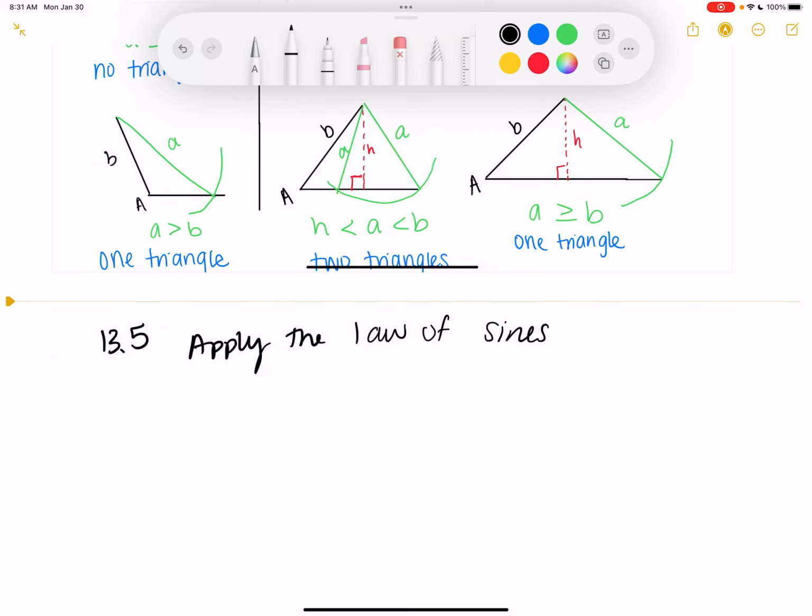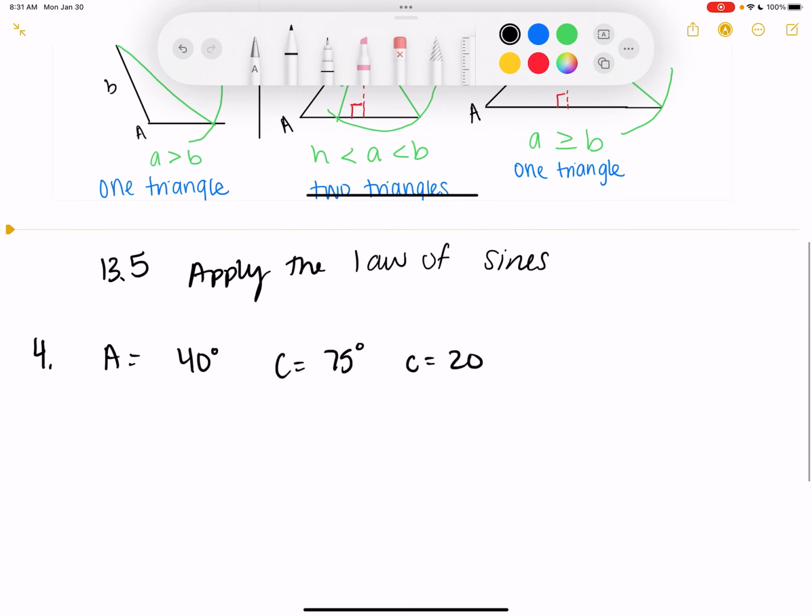So number 4, we have A is equal to 40 degrees, C is equal to 75 degrees, and little c is equal to 20. So these are no longer right triangles. Not to say they can't be, but we're not going to assume that they're right triangles anymore in this section.